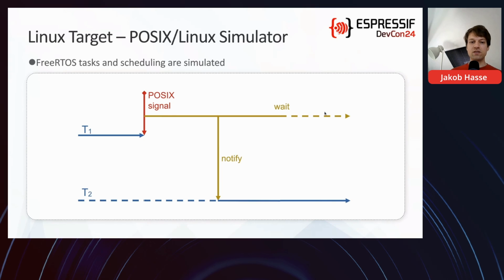So the reason that task 1 knows to notify task 2 and not any other task is that the actual FreeRTOS code responsible for scheduling is still run. So in the POSIX Linux simulator, only the port layer is exchanged, but nothing else. The actual code that runs to determine which task should be scheduled next is still run.